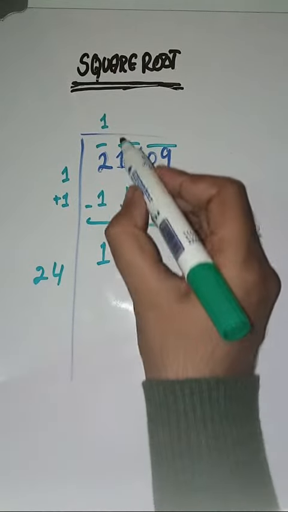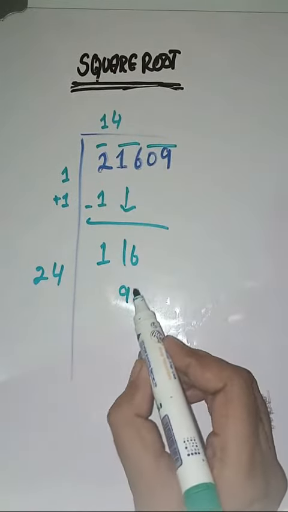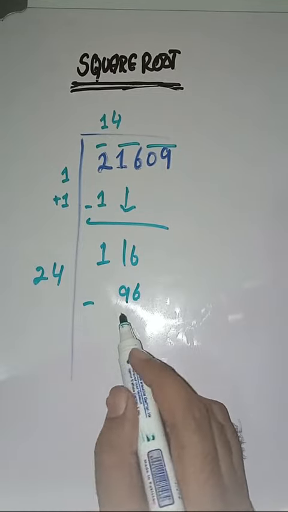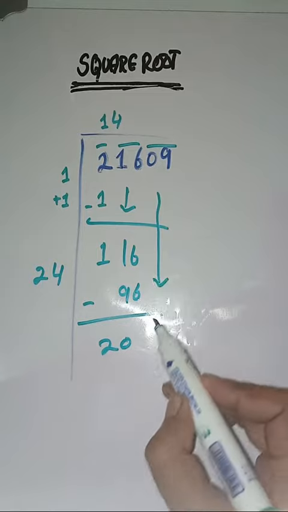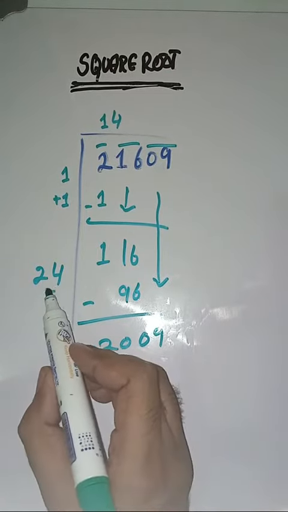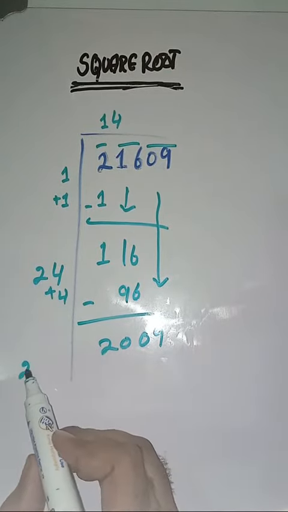Now we will take a number 4. 24 4s are 96. माइनस करेंगे तो हमारे पास आ जाएगा 20. नेक्स्ट पेयर है हमारे पास 09. इसको भी हम नीचे उतार लेंगे. यहाँ पे हम करेंगे 24 plus 4 which is equal to 28.